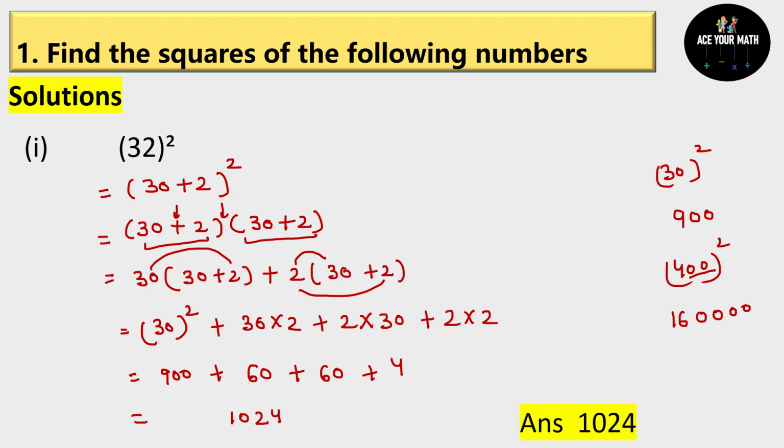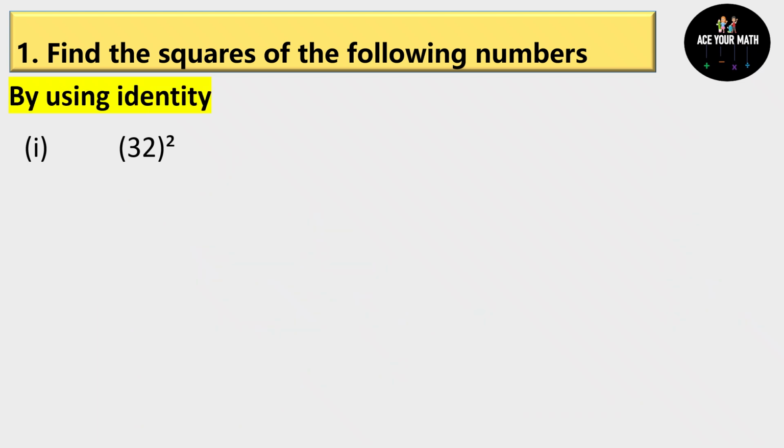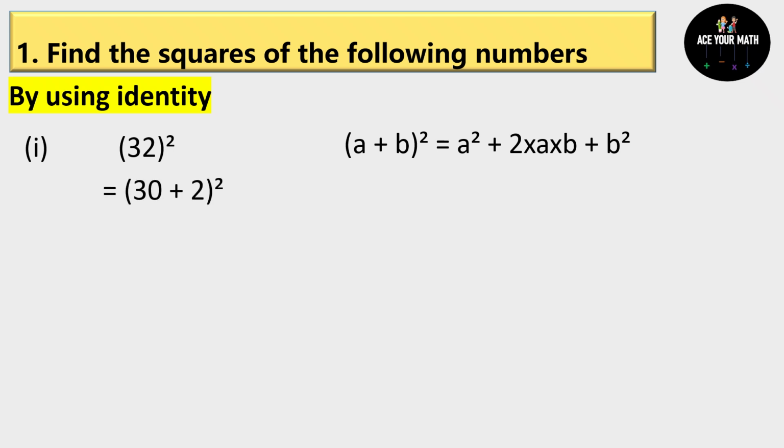There is one more way of solving it by using identity. Now we will see that method as well. Now we will again solve 32 square by using identity. So what is the identity? See, a plus b whole square is a square plus 2ab plus b square. Or you can write a square plus b square plus 2ab anyway, whatever way is convenient to you. Okay, so now we will write again 32 as 30 plus 2 whole square.